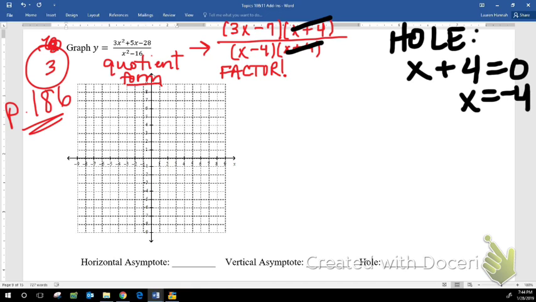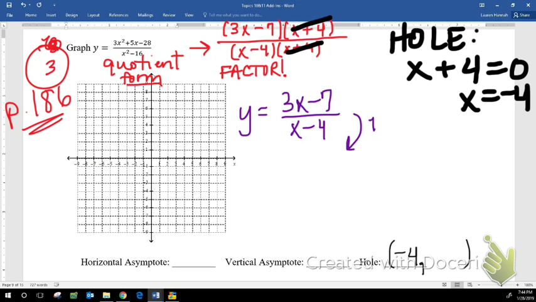So if we come down here and take a look at the ordered pair, it will be negative 4 comma something. I still need to figure out what that value is in a second. But for the time being, I'm going to take whatever I have left. Unfortunately, y equals 3x minus 7 divided by x minus 4 is still quotient form. So I'm sorry, it isn't in transformation form. We have to go ahead and do long division to make that happen.